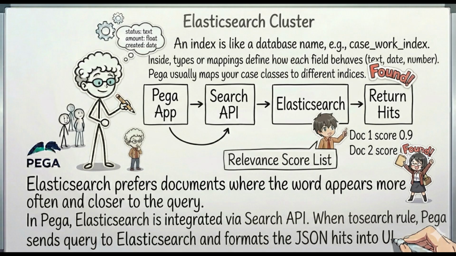Integration is handled through the Pega Search API. When you use a search portlet or a search rule, Pega sends the query to Elasticsearch and automatically translates the JSON results back into your user interface.